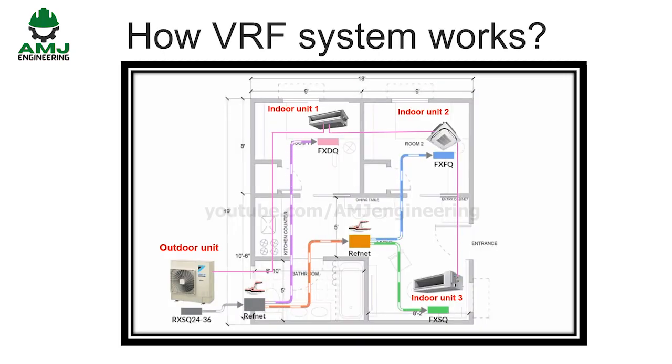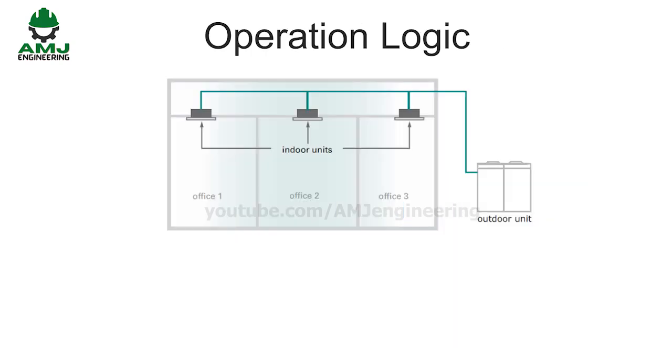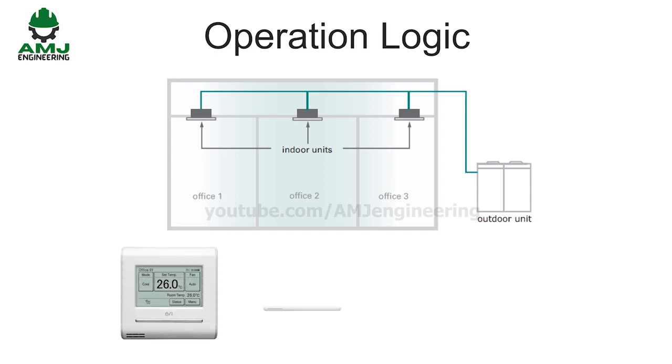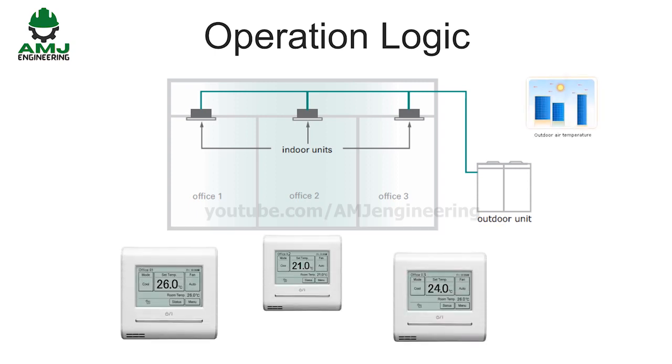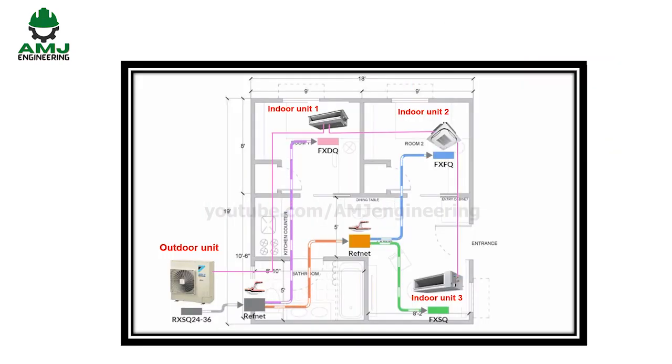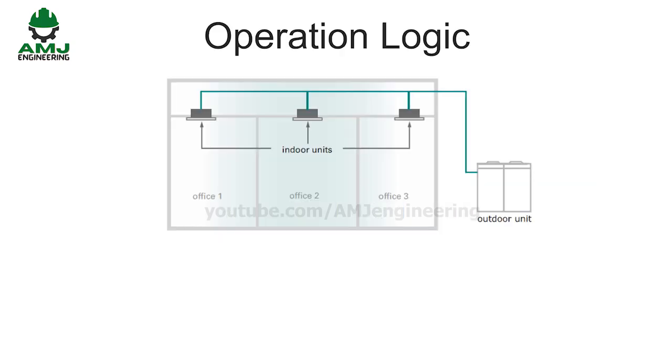How does VRF HVAC work? The operation logic of the VRF is fully built in inside the system and is proprietary for each VRF manufacturer. The system gets inputs from the user, for example the desired comfort temperature, and from the surroundings, for example the outside ambient temperature. According to that data, it implements its logic in order to get to the desired comfort conditions, utilizing optimal power consumption. Let's see a typical example.